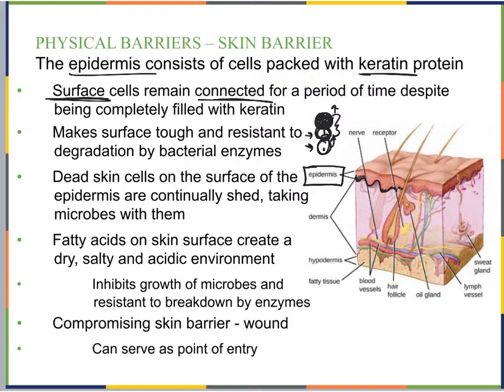And so this surface cell actually remains connected for a period of time even though it's completely filled with keratin. For some time, we still have those cell junctions attaching these cells together. Even though they're not metabolically active, they're still attached to each other, until this first cell down here, the stem cell, and its continuous duplication pushes those off. But while they're still there, it makes that surface really tough because of that really tough protein, keratin, and resistant to degradation by bacterial enzymes.